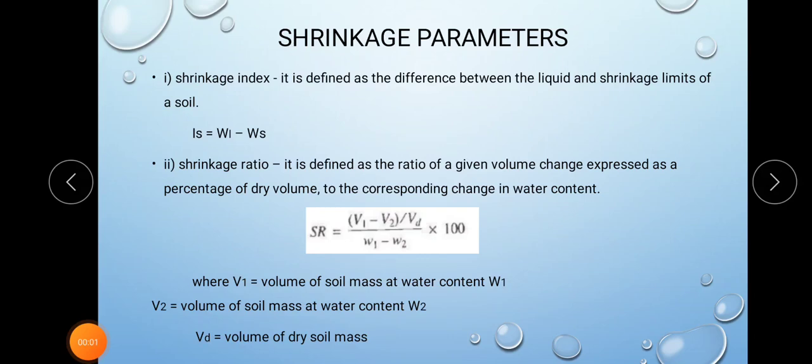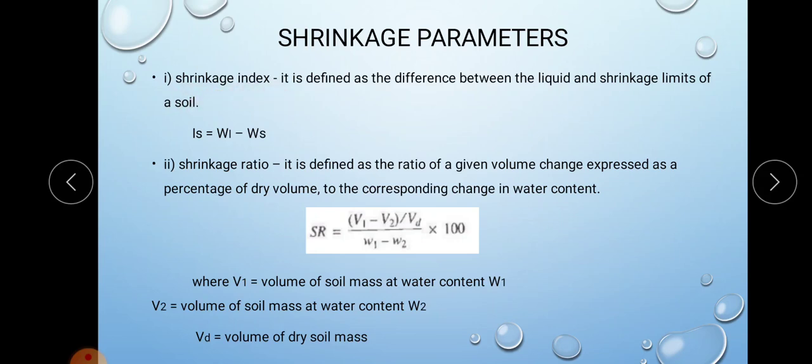Good morning, students. In the previous lectures we have studied what is liquid limit, plastic limit and shrinkage limit, and also we have discussed the laboratory experiments to find all these Atterberg limits. Today we can discuss some definitions. First, shrinkage parameters, shrinkage index.